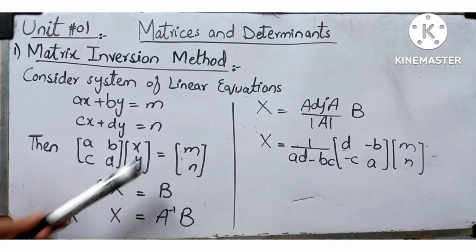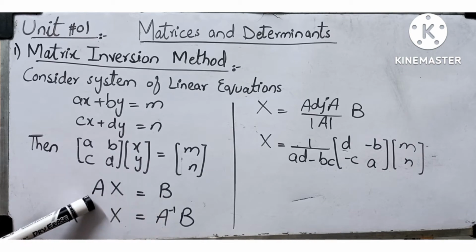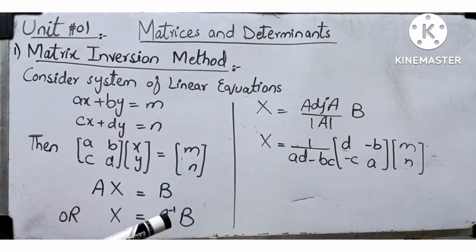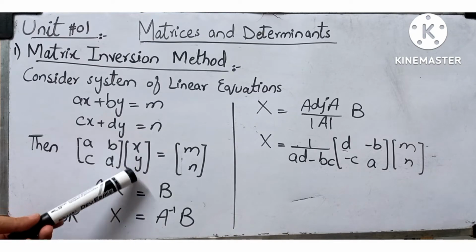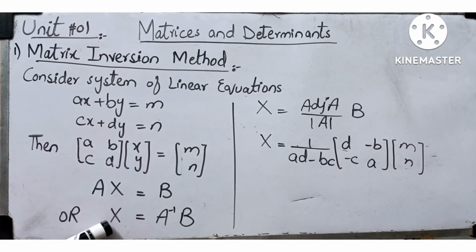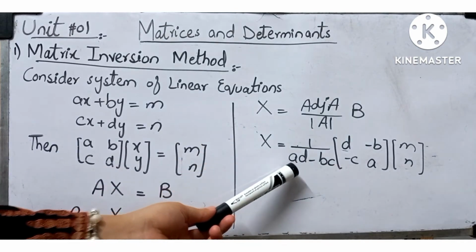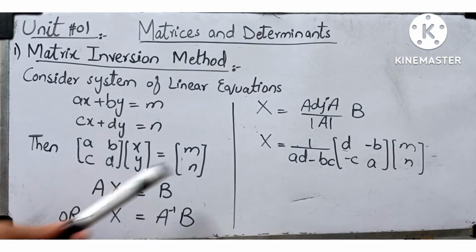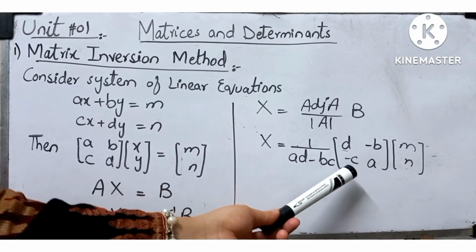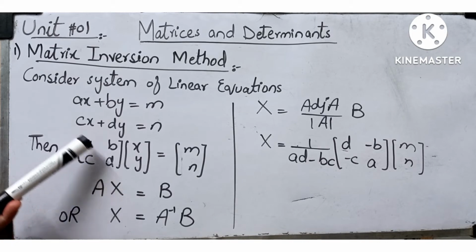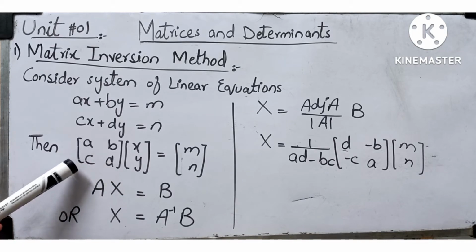So we write these equations in the form AX is equal to B, where A is the matrix of coefficients, X is the matrix of variables, and B is the matrix of constants present on the right hand side. We have to find the values of the two variables x and y. So X is equal to A inverse into B. A inverse is adjoint of A divided by determinant of A. Determinant of A is AD minus BC. Adjoint of A is D, minus B, minus C, A, and it can be obtained by interchanging the diagonal entries and changing the sign of the other entries.